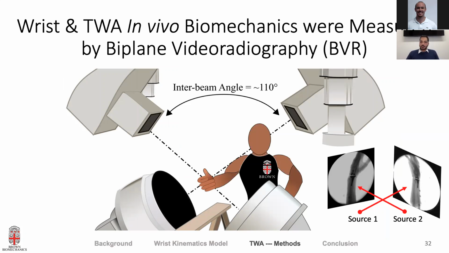To calculate the motion, we use a method called biplane video radiography, or BVR. In this method, we capture 2 X-ray images of the wrist while the subjects move the wrist in the field of view. And using the 2 images and the density-based models, we track the bones and implants to calculate the motion. We performed this experiment at the X-ray facility at Brown, and here you see the 2 X-ray sources. The capture rate is 200 Hertz, and the field of view is calibrated.